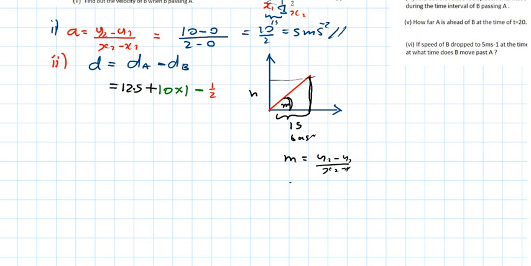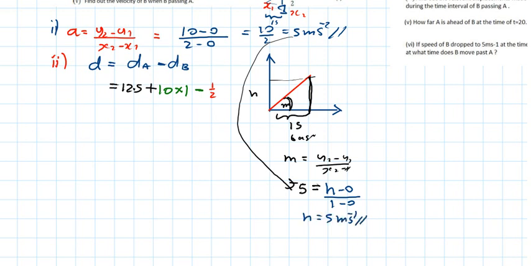Acceleration, it is 5, and y2 is like height minus 0, 1 minus 0, height equals 5 meters per second. So the acceleration means 5 meters per second, each time it increases. That's correct. So now we have to go for that part.